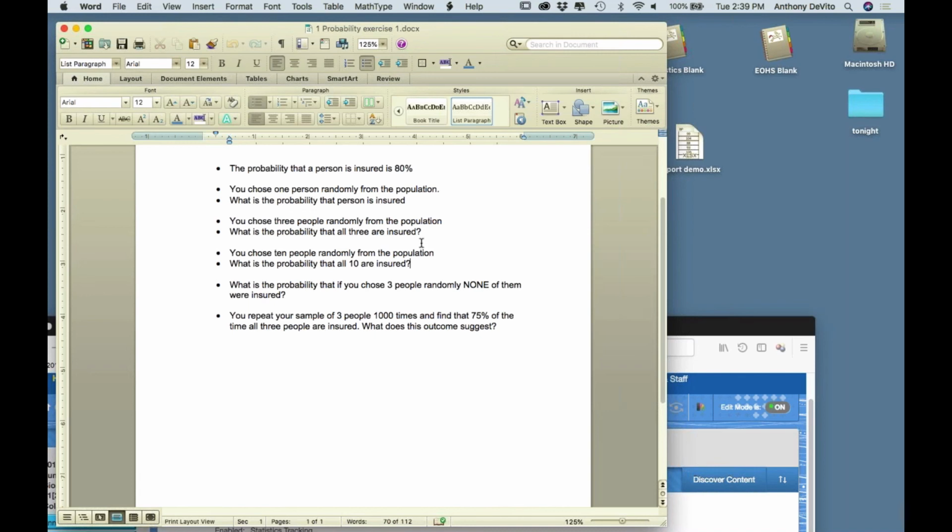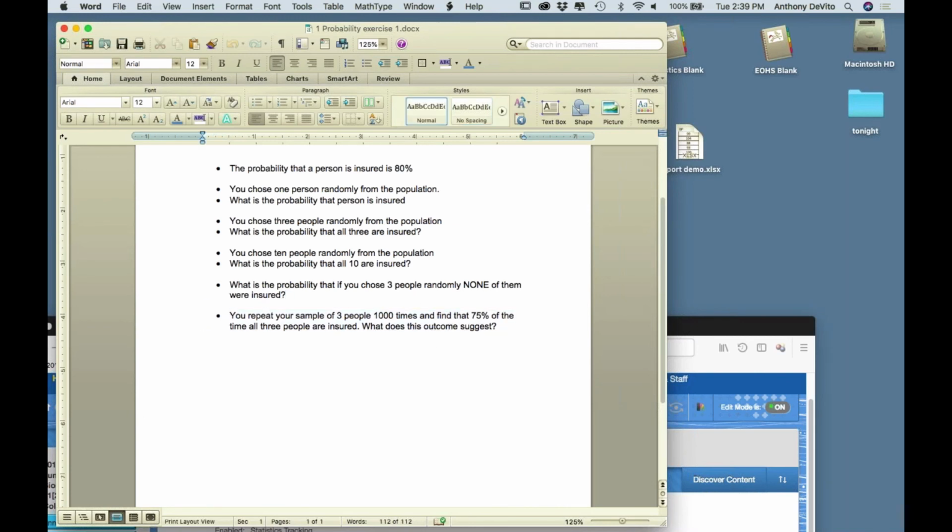What's the probability that if you choose 3 people randomly from the population, none of them are insured? None of the 3 are insured. Bingo. Exactly right. 0.2 times 0.2 times 0.2. Okay, that's pretty clear, right?